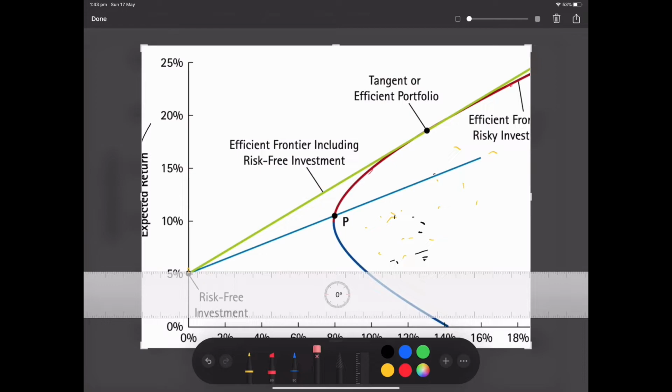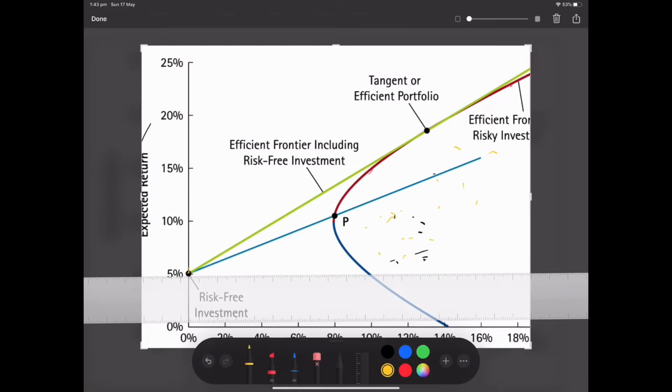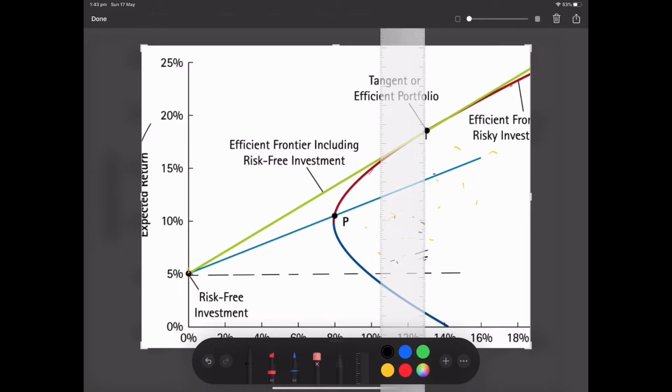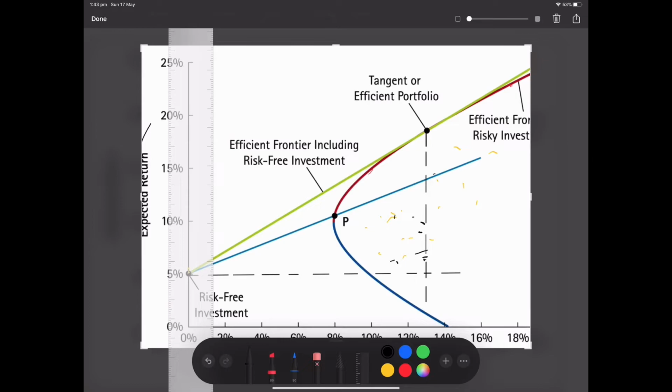You know, this is actually my first time using these tools on my iPad. So how do we measure the slope of it? If you don't have an iPad, I seriously recommend you consider buying one, because it's such a useful tool.